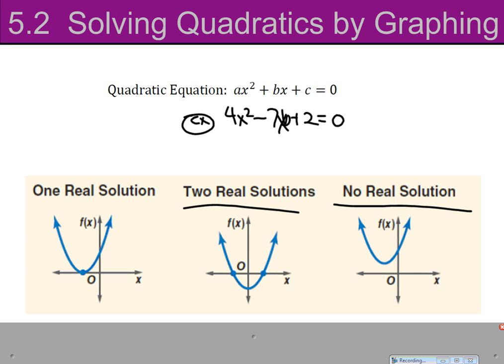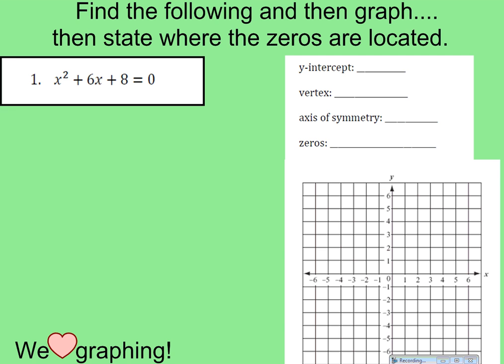So one real solution means it's going to come down, touch, and take off again. Two real solutions, it's going to cross it twice. No solutions, it never crosses the x-axis.